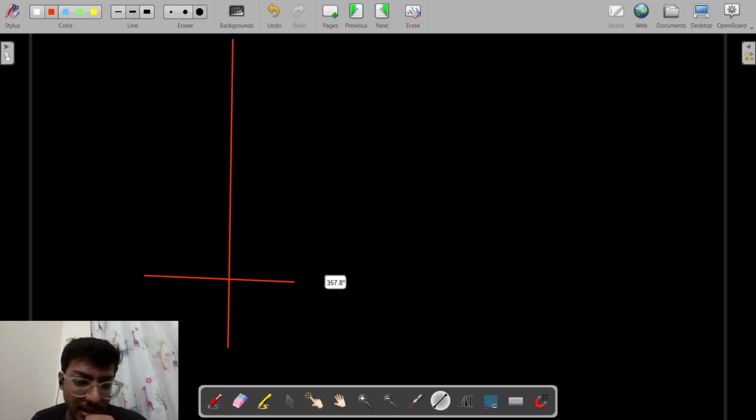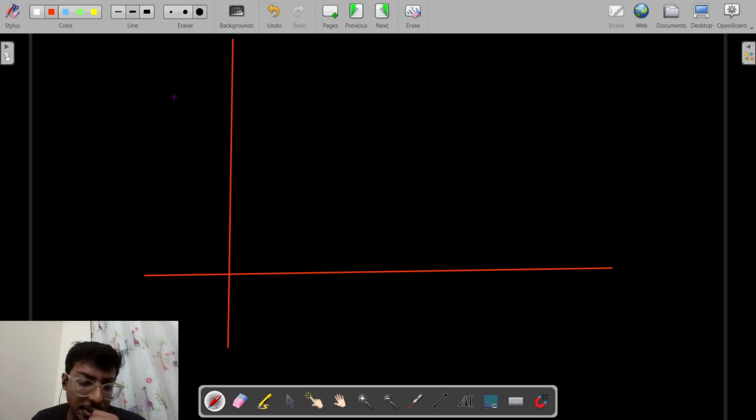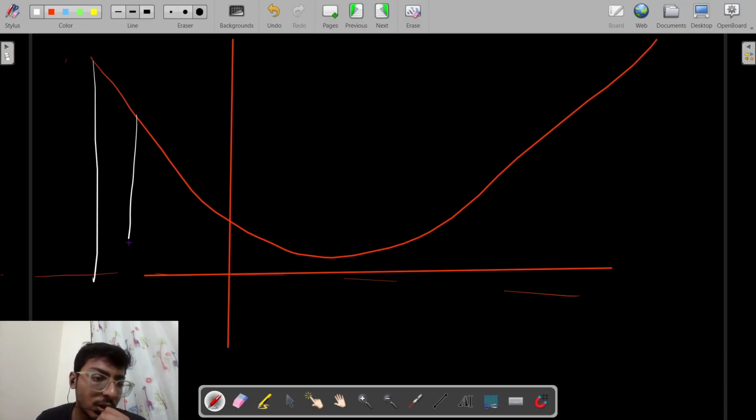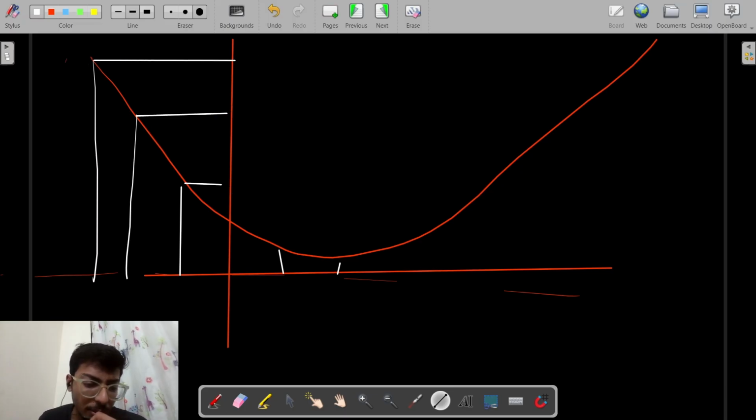If I draw this coordinate axis, this is my y-axis and this is my x-axis, and this parabola is facing upward and will never intersect with the x-axis. So that simply means that for all the values of x, even if x is negative or positive, the value it is producing is positive. Why? Because as you can see, suppose this is minus 5, for this negative value also it is producing a positive result. Same goes for this positive value of x.